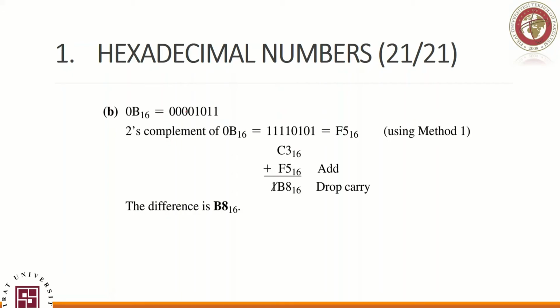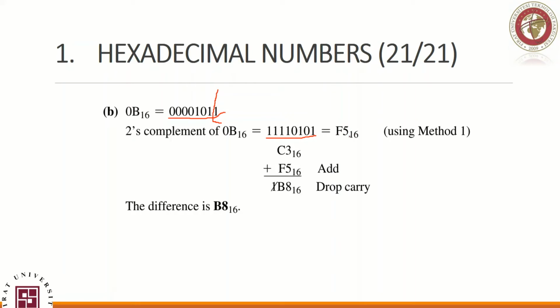We need to get the 2's complement of this. How to get the 2's complement of this? Hold the first one we get from the right side, then take the 1's complement of the rest. So 1 1 1 1 0 1 0 1. This is the number. This is the 2's complement. This 2's complement is represented by F. 1 1 1 1 is F. Then we have 4 plus 1, that's 5. 0 1 0 1, that's 5. Okay.